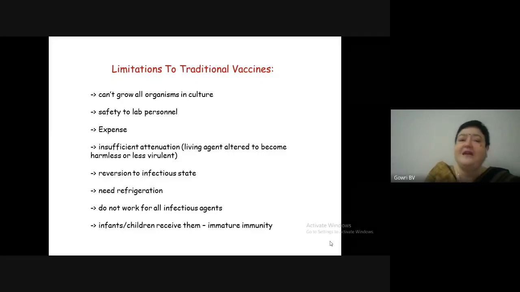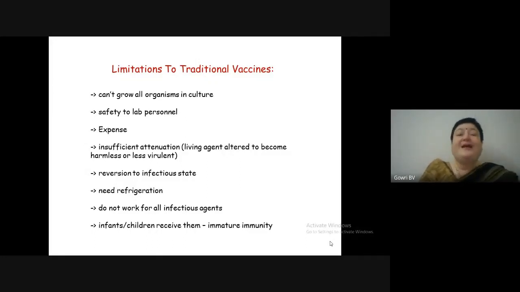Another limitation is the safety of laboratory personnel. Most of these organisms are pathogenic forms. We are doing what is called attenuation. Since we handle pathogenic forms, we cannot ensure the safety of the lab personnel.